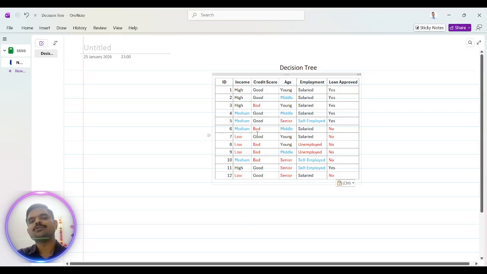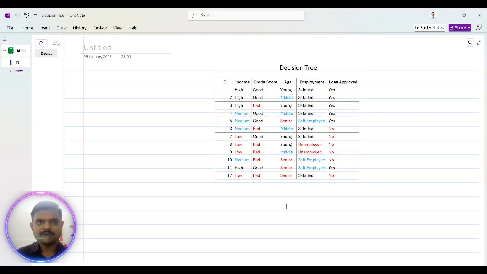Here is the credit score. What is the credit score? What is the history of his repaying the loan? It is good or bad. Two categories are there. The age column is also there: young age, middle age, or senior citizen. Then comes the employment column, whether he is employed, self-employed, salaried, unemployed. There are three categories. Then loan approved, yes or no. Two categories are there, right?